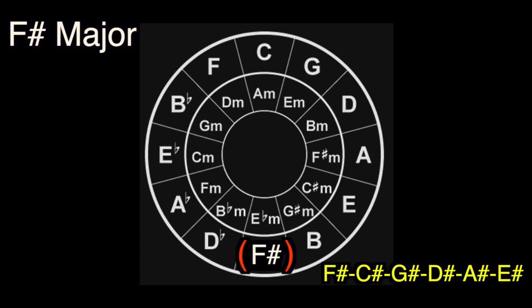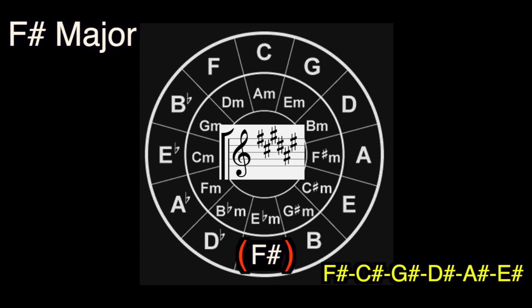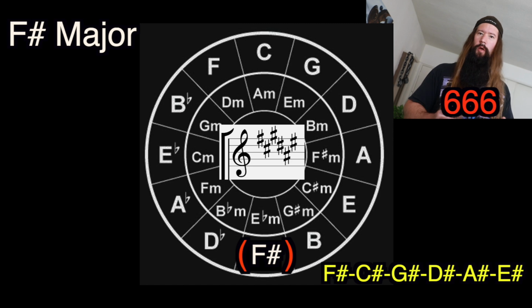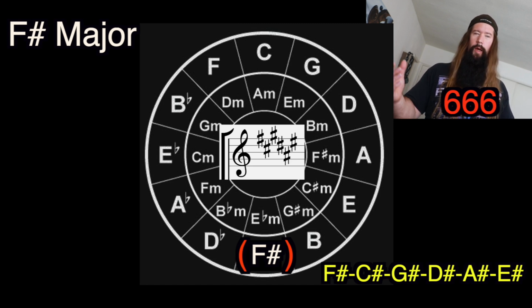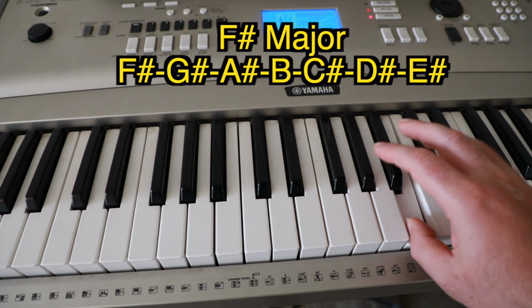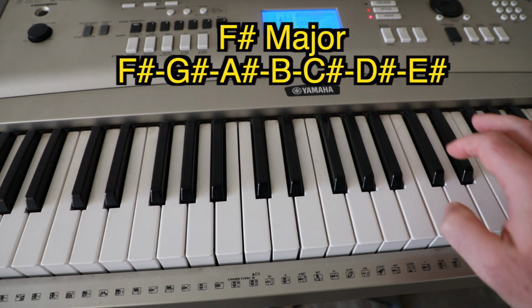Now, F sharp major comes after B, containing 6 sharps. Too bad it's not 666 sharps. The sharps are F sharp, C sharp, G sharp, D sharp, A sharp, and E sharp.